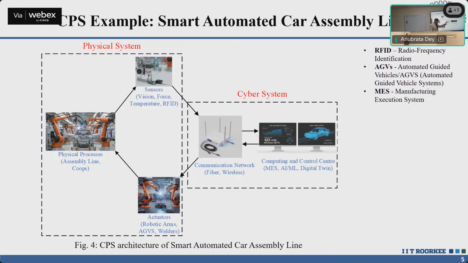The third example is car manufacturing, the automobile industry, which is widely used. Let's say my physical process is the assembly line, where several robots are there.